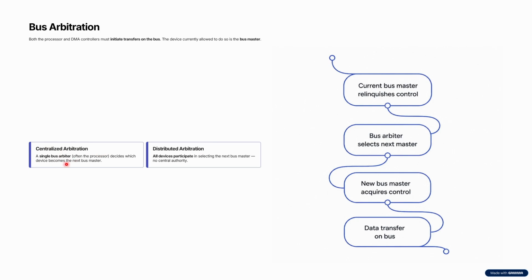Centralized arbitration has a single bus arbiter. It decides which device becomes the next bus master. In distributed arbitration, all the devices can participate in selecting the next bus master, and there is no central authority. In the centralized case, the current bus master relinquishes control, and then the bus arbiter selects the next bus master. The new bus master acquires control and the data transfer takes place on the bus.